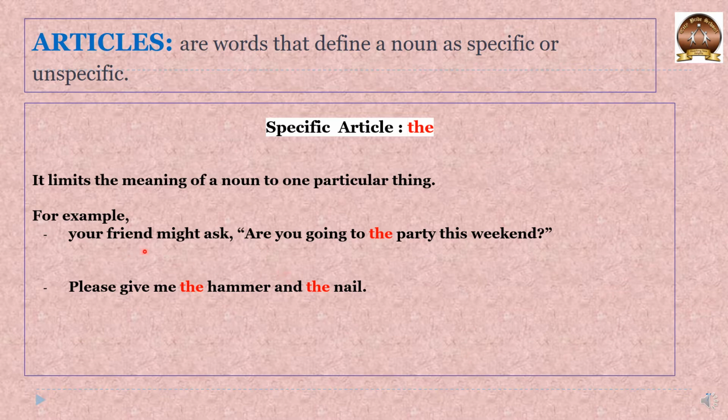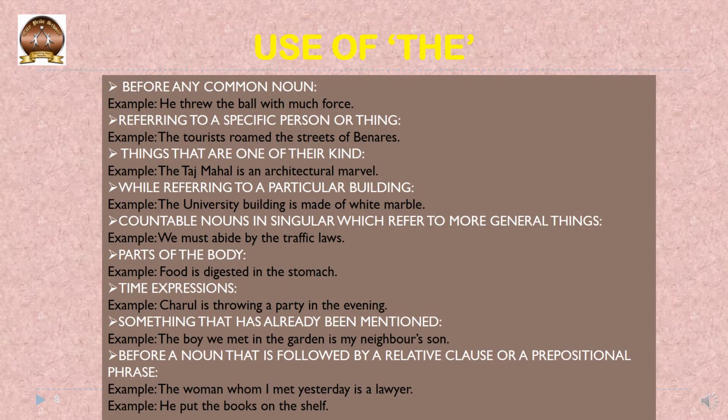As here you can see in the sentence, your friend might ask, are you going to the party this weekend? So the party, we are talking about a particular party. Please give me the hammer and the nail. So again, the same rule applies here. Then these are some rules which we need to keep in mind when we are using the. So he threw the ball with much force.